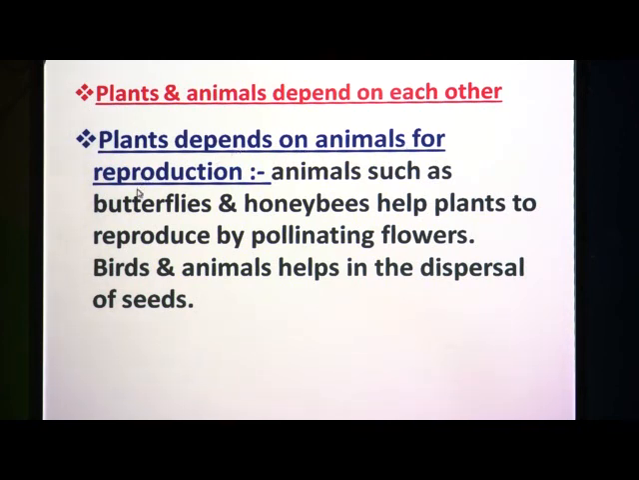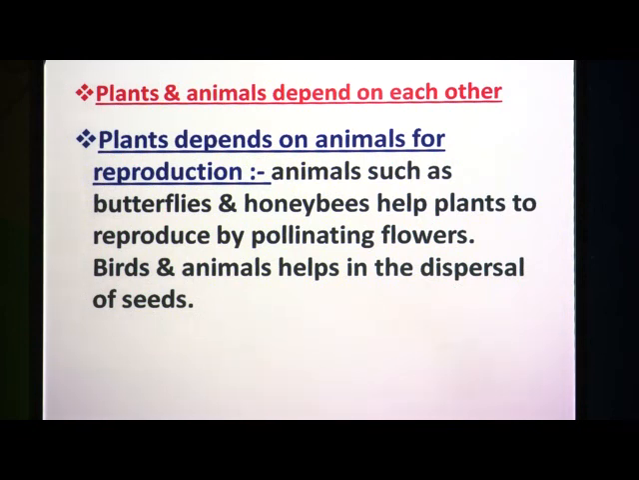As we know, reproduction is a characteristic of all living things, and we have learned about that also. Animals such as butterflies, honeybees, etc. help plants to reproduce by pollinating flowers. Many varieties of plants grow over a large area because birds and animals eat their fleshy fruit and scatter their seeds. Scatter means spread in many directions.